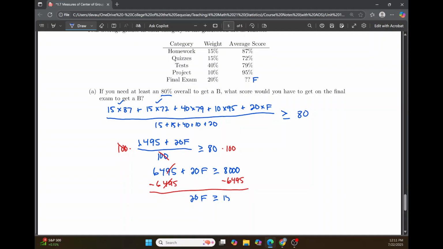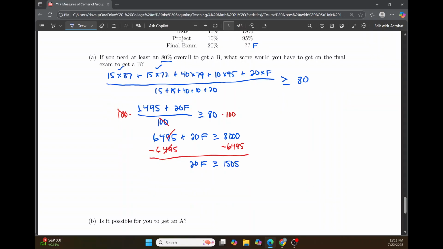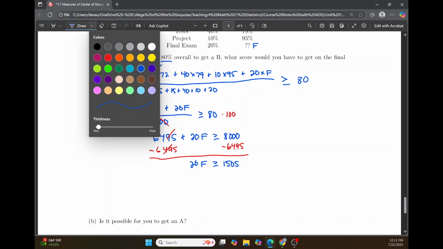And then last but not least, if I want to solve for f, I should divide by 20 to get rid of the 20. Now, if you're starting to feel nervous because you're like, I don't understand any of this algebra that you're doing, don't worry about it too much. I'm not going to ask you to do this on a test or anything like that. Okay, but that'll leave us with our final score.